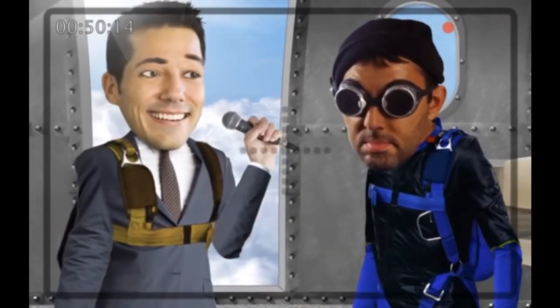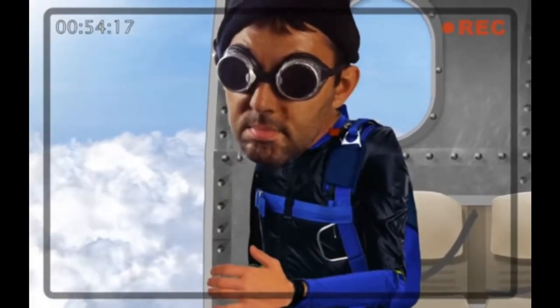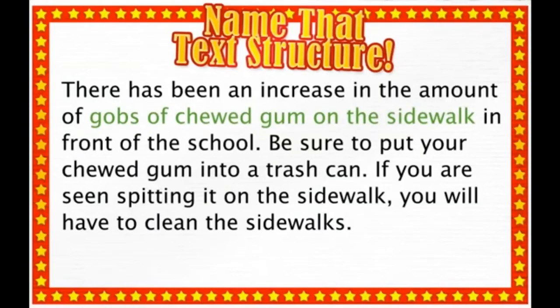And why do you think it's problem and solution? The passage starts out defining a problem. Gobs of chewed up gum on the sidewalk. But then it offers a clear solution. Put your chewed gum in the trash. Problem and solution is my favorite text structure.